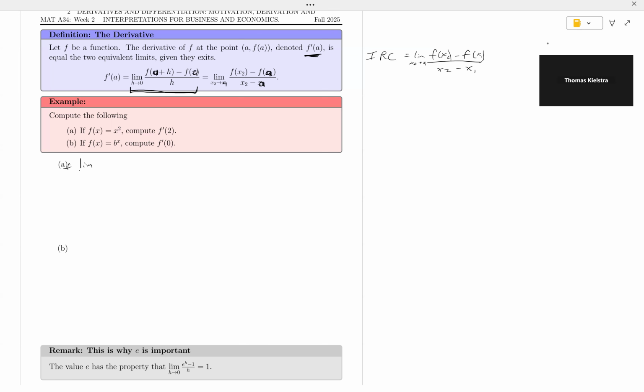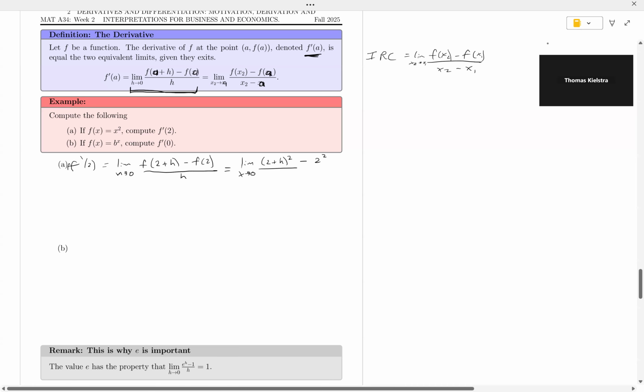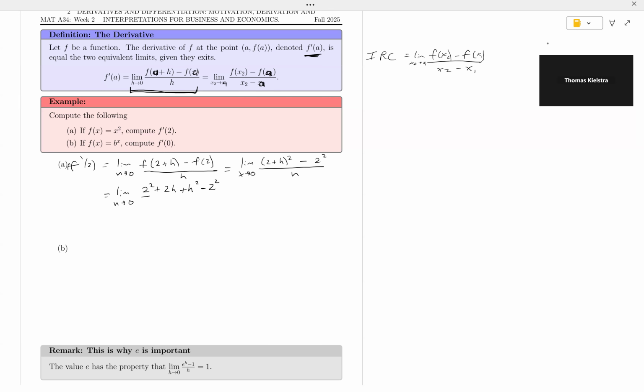So the derivative at 2 equals the limit as h approaches 0 of f of 2 plus h minus f of 2 all over h, which equals the limit as h approaches 0 of 2 plus h squared minus 2 squared all over h. This is equal to the limit as h approaches 0 of 2 squared plus 2h plus h squared minus 2 squared all over h.